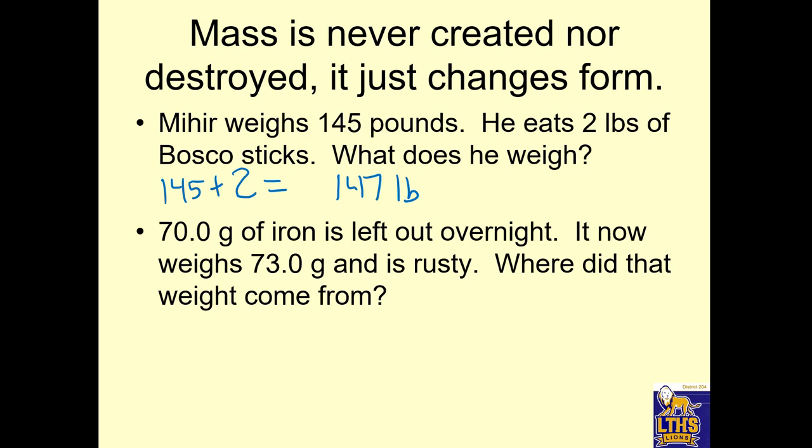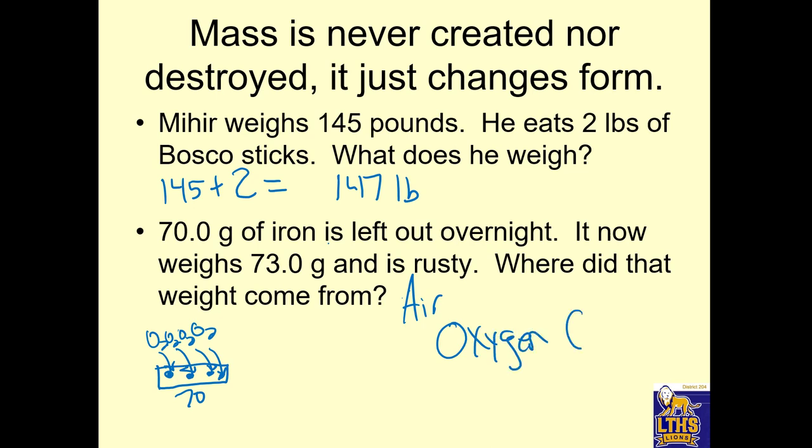70 grams of iron is left out overnight. It now weighs 73 grams and is rusty. Where did that weight come from? So if I've got an iron bar right here, and it weighs 70 and then it is rusty. Now, if it's rusty, what that means is there's stuff that's come and attached to it, like a coating, right? So what causes iron to rust? Well, the oxygen, O2, joins it. So whenever something gets heavier, it has to come from somewhere. Where did that weight come from? I would take the air, but really I'm looking for oxygen, which could also be called O2.